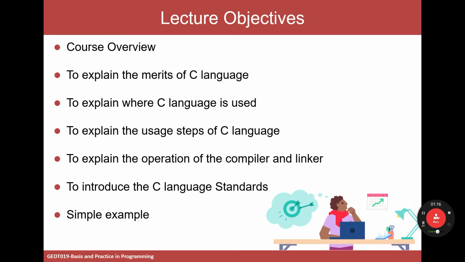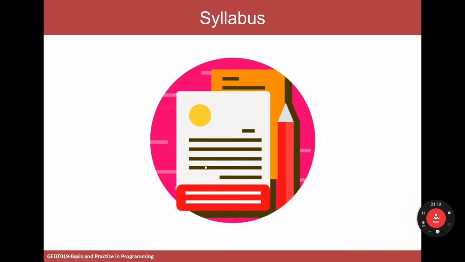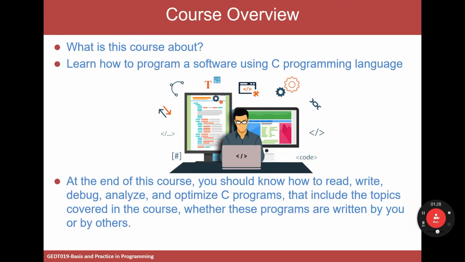The first thing we will cover is the syllabus. So I will try to simply go through the syllabus and explain the main points. So what is this course about? The main objective of this course is to learn how to program software using a programming language. But we will see one of the simple programming languages, we call it the C programming language, and we will use this programming language to write simple software that we are going to practice in this course.